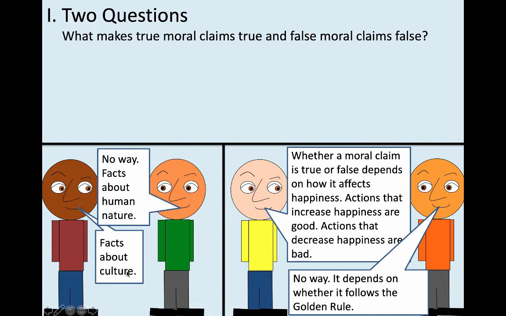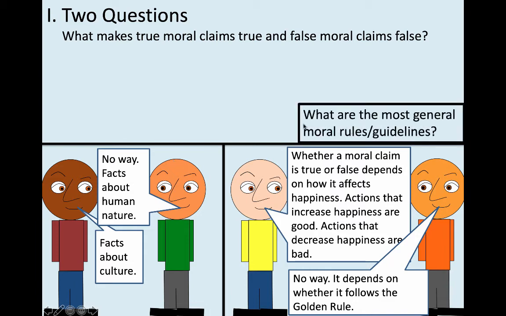Now, notice over here, it's the opposite. It doesn't tell you how to act. It doesn't tell you what the most general moral rule or principle is. It just tells you whatever the principle is, here's where it comes from. It comes from culture, or it comes from human nature. So when we ask what makes true moral claims true and false moral claims false, there's two very different things we could be asking. We could be asking what are the most general moral principles, and that's what these guys over here are answering. Or we could be asking what is the ultimate source of morality, not what the principles are, but where do the principles themselves come from? And that's what these gals over here are answering.